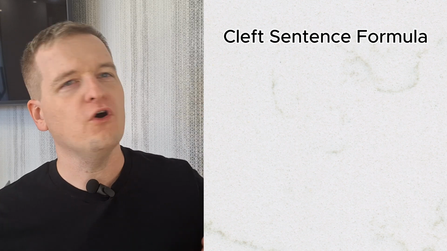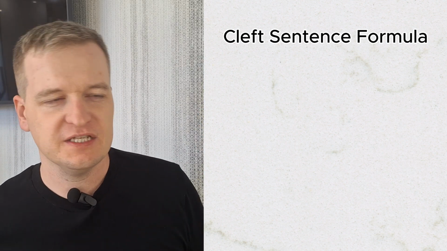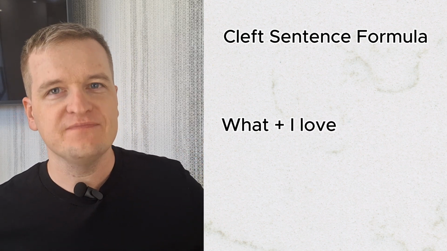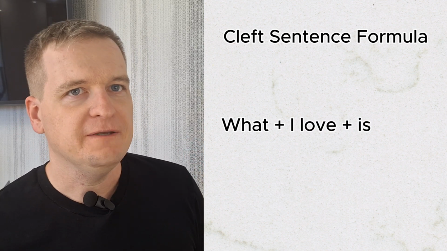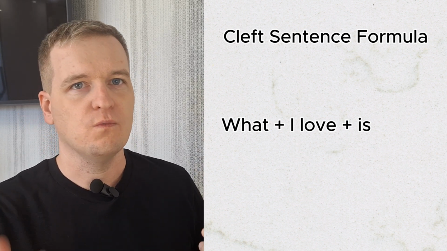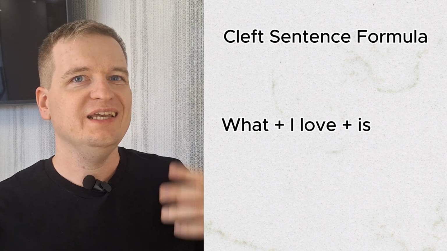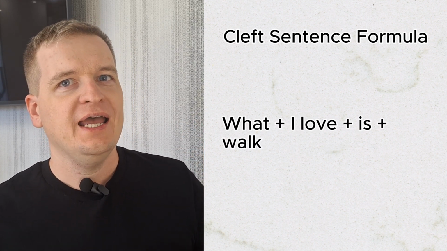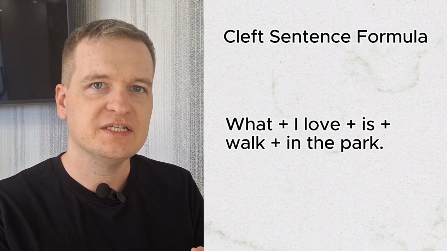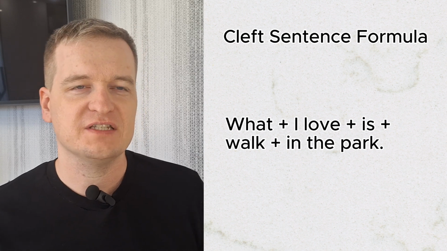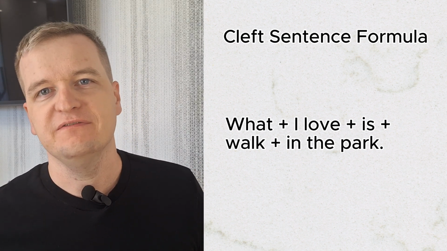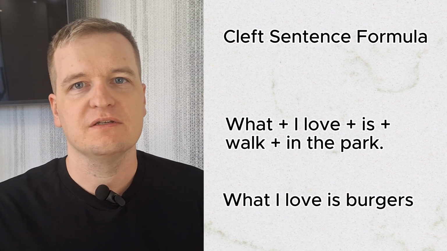So let's brush up. The formula of what cleft sentence is pretty easy. You use what, plus you use first part of the cleft sentence, and then you use the verb to be. Usually it's is, but if the cleft sentence is in past, you use was. After that, you put the infinitive of the main verb and just finish the sentence. This works with what cleft sentences, unless we want to emphasize the object. Because when we emphasize the object, we don't have the infinitive there. What I love is burgers.